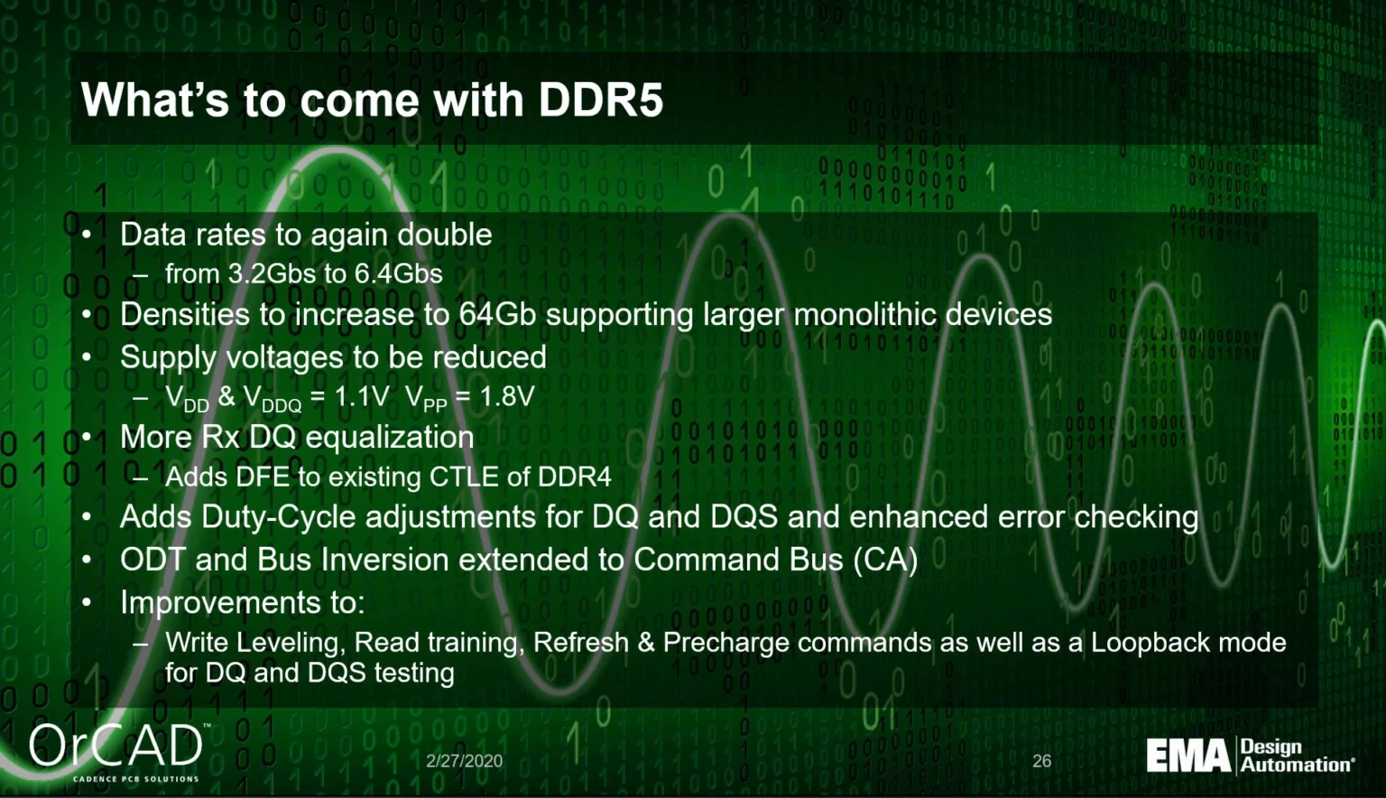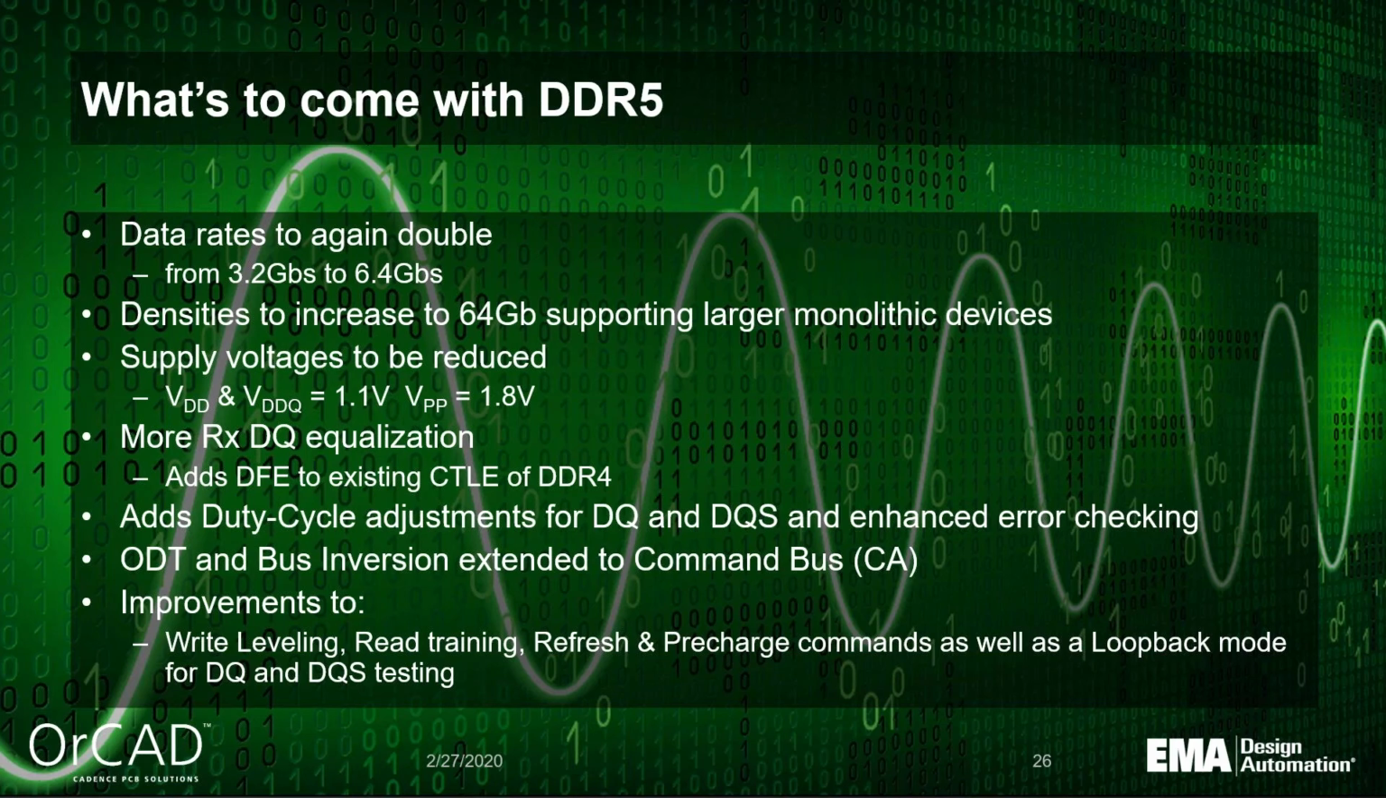The VPP level for the internal write buffers will be 1.8 volts, and they're going to add some more equalization on the receiver end. So you saw me add the algorithmic modeling interface in the demo on the receiver for a write operation. The receivers in DDR5, in addition to having this CTLE capability for AMI, will also now support DFE. So that will be available in DDR5. Some of the duty cycle adjustments that you saw in DDR4 are going to be enhanced for the DQ and DQS lines, with enhanced error checking.